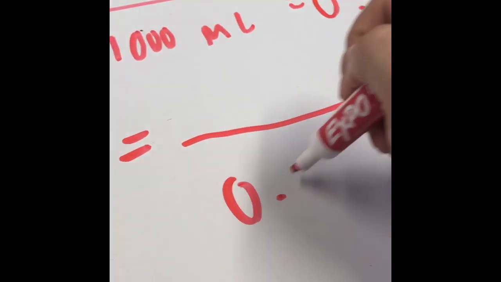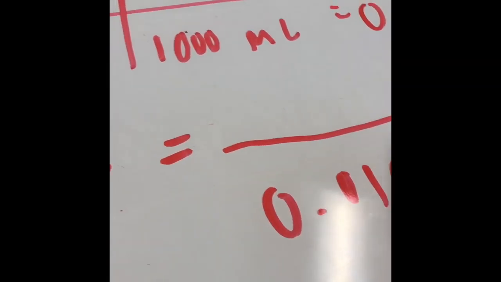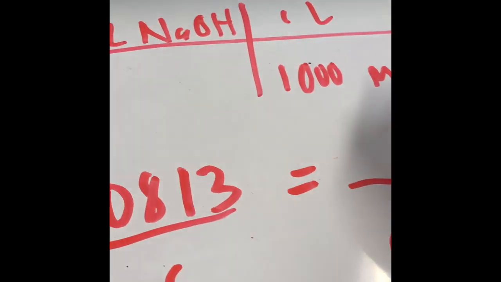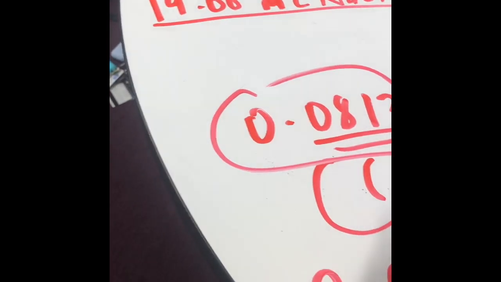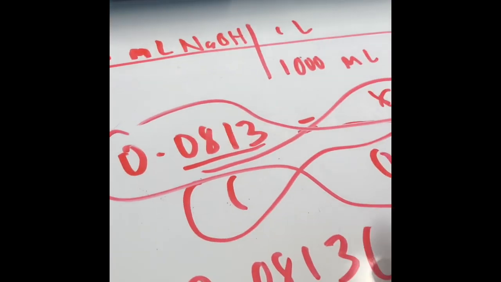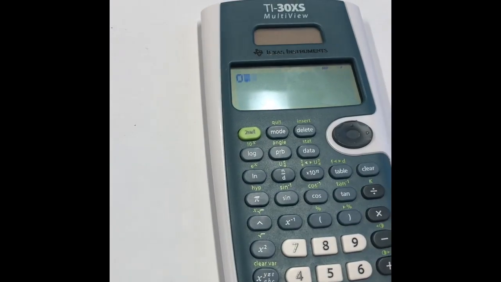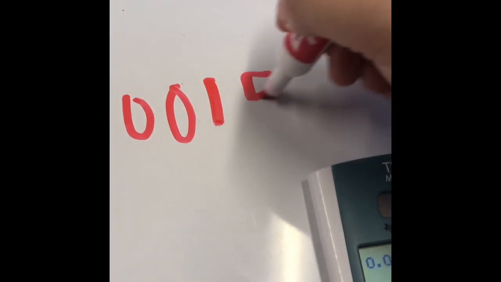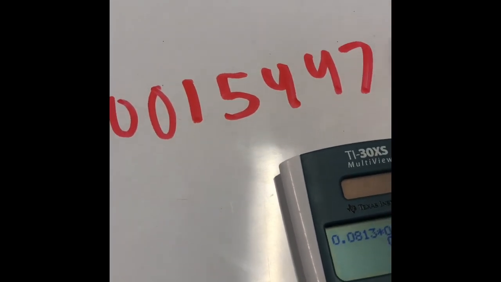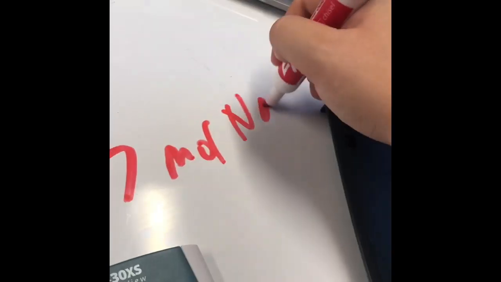So liters go at the bottom, and we're looking for moles here, so that'll be our X. We're going to cross multiply. So we do 0.0813 times 0.019, and we get 0.0015447 mole NaOH.